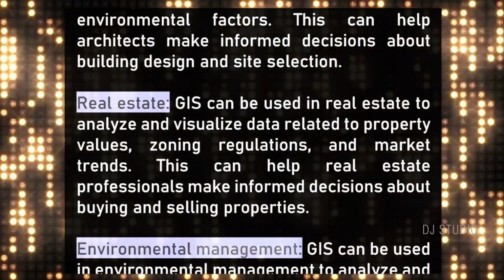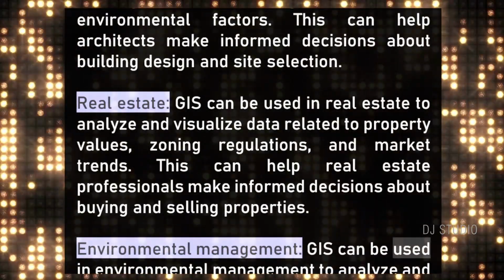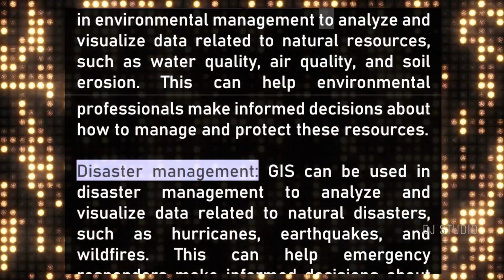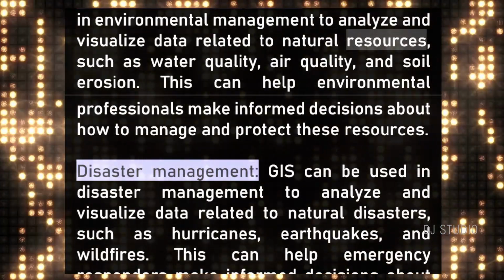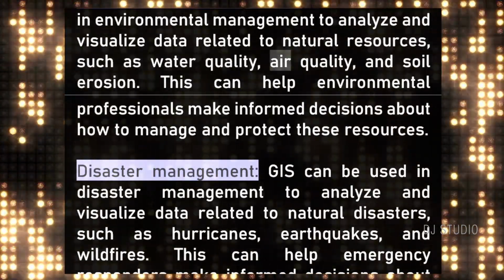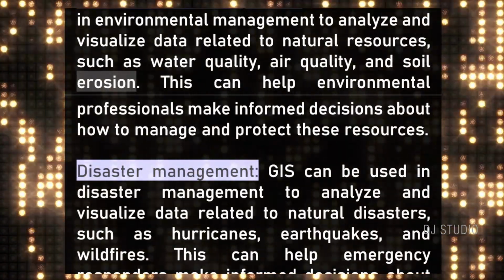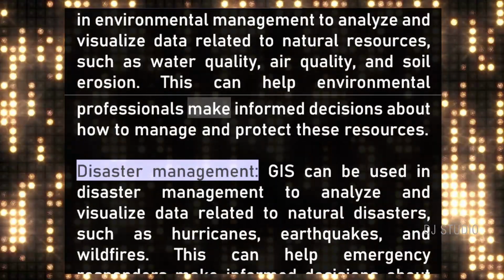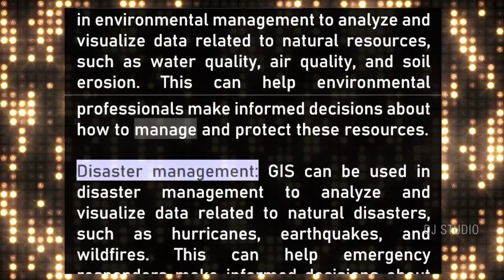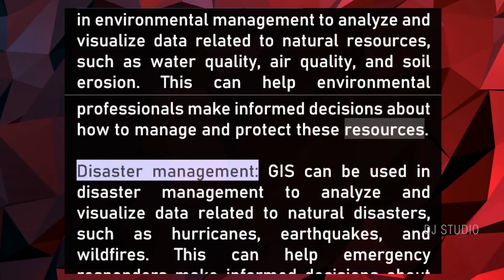Environmental management. GIS can be used in environmental management to analyze and visualize data related to natural resources, such as water quality, air quality, and soil erosion. This can help environmental professionals make informed decisions about how to manage and protect these resources.